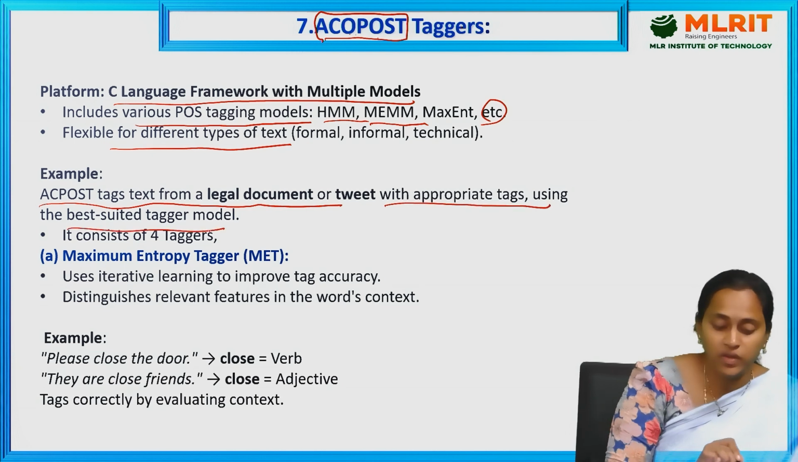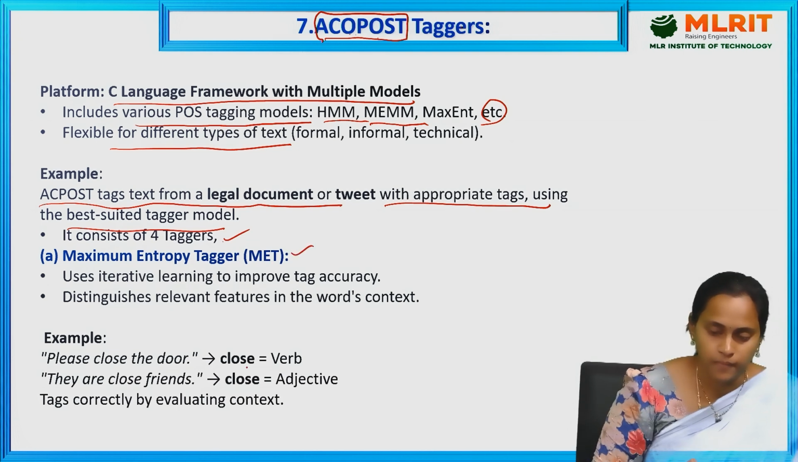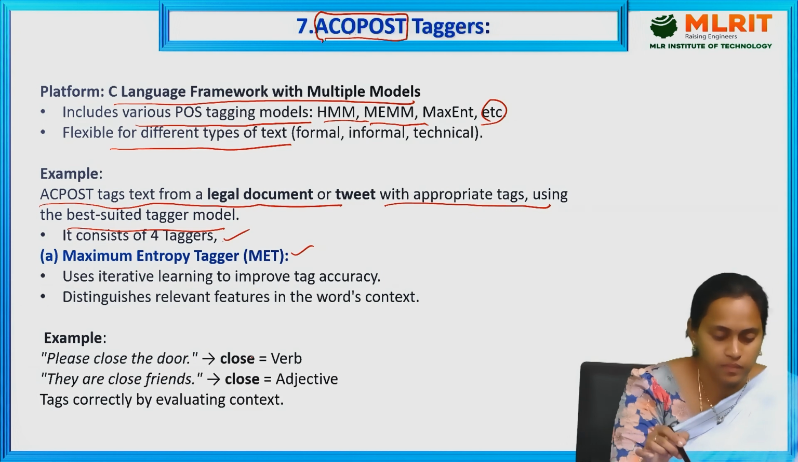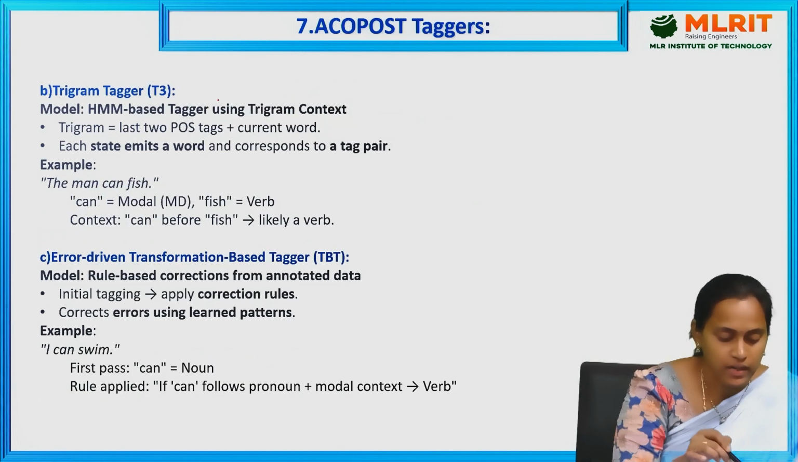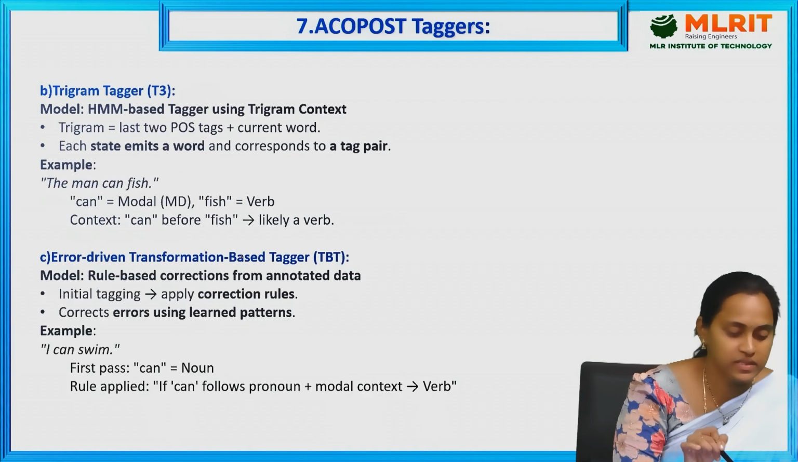It consists of four taggers. First one, maximum entropy tagger. Next one, trigram tagger. Next, error driven transformation based tagger. And next one, example based tagger. Let's see the first one.